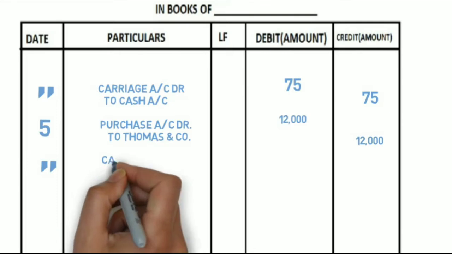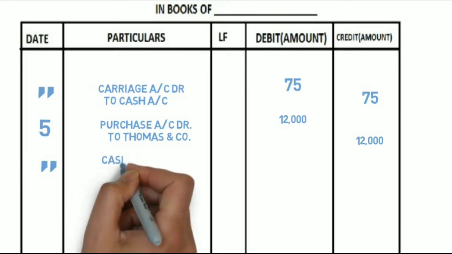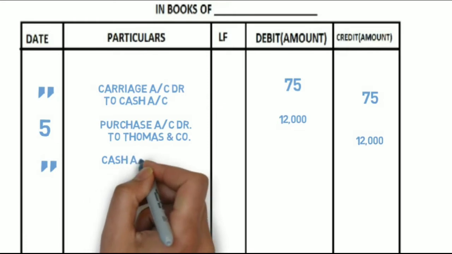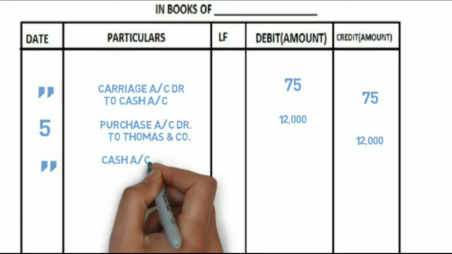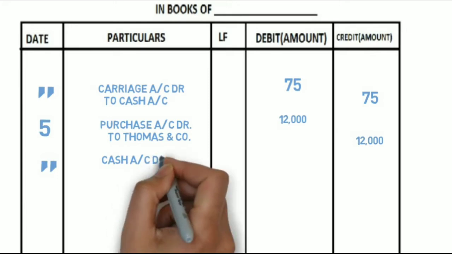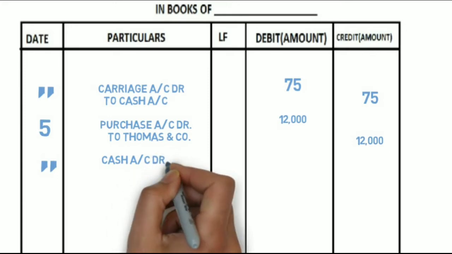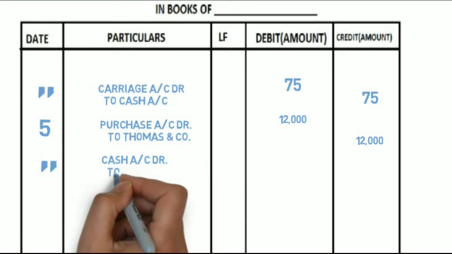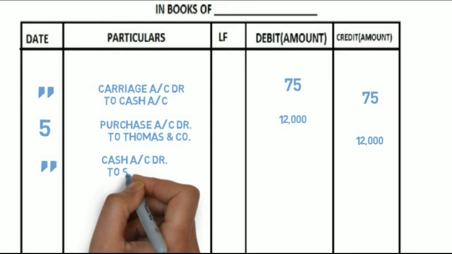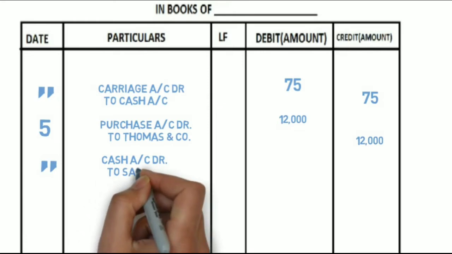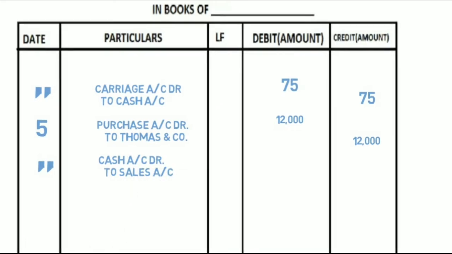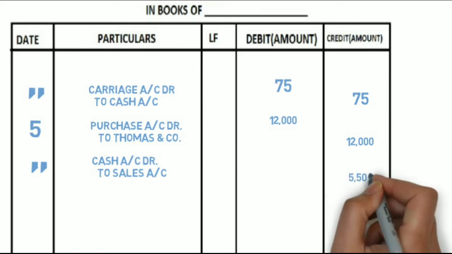And on the same date cash sales 5,500. Cash sales means we have got cash by a sale or many sales. Okay, so the two accounts reflected here are cash and sales. So our cash, an asset, is increasing by sale, and sales, an income, is increasing. So we have to debit cash and credit the sales. So journal entry will be cash account debit to sales account 5,500.